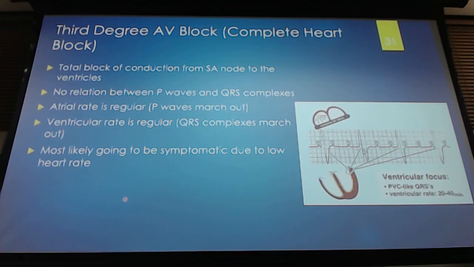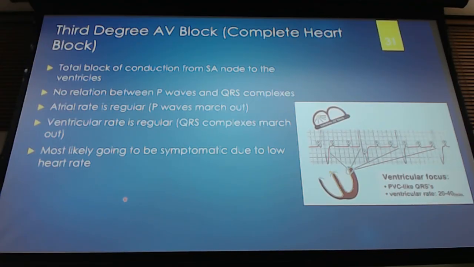The SA node seems to be firing okay. The ventricles are not getting that depolarization, so they're going to start to fire. Where it says atrial rate, it's actually not the rate, it's actually the rhythm. Atrial rhythm is okay, meaning those P waves march out. Same thing, ventricular rhythm is normal. The QRS complexes march out. Because when we think about rate, we think about what is our heart rate, 40 to 60, 60 to 80, 60 to 100. But here we're talking about the rhythm where the P waves are marching out, and then the QRS complexes are marching out, but they're not talking to each other.